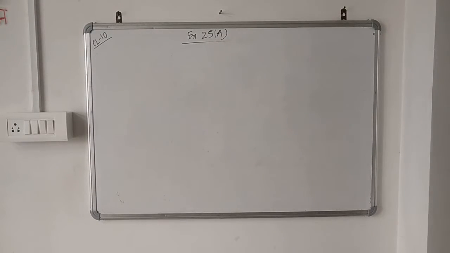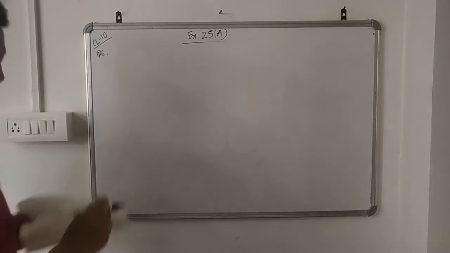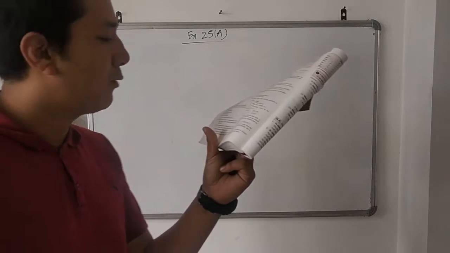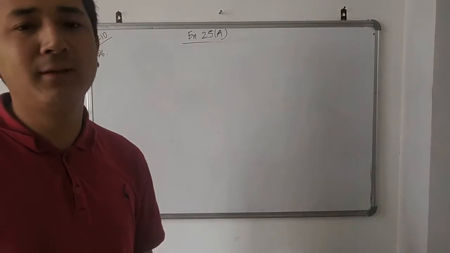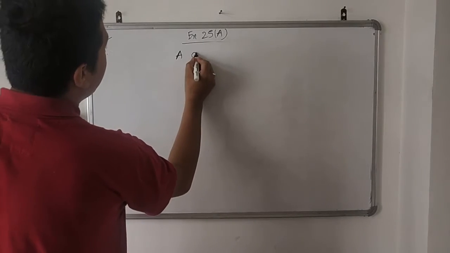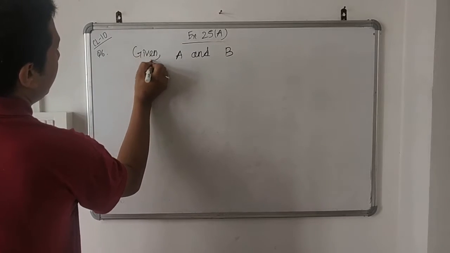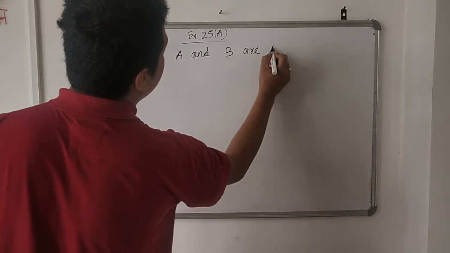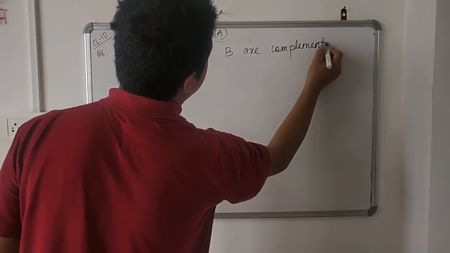So today we'll be starting with question number 6. If A and B are two complementary events, then what is the relation between P(A) and P(B)? A and B are two complementary events, given to us. Complementary events.